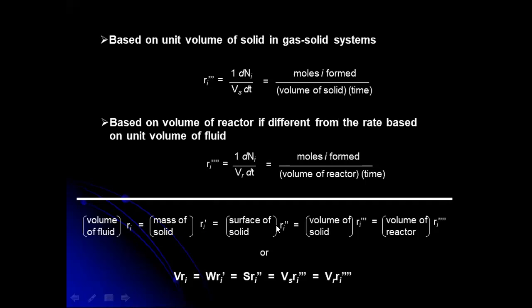In all these, if you notice Ri, Ri prime, Ri double prime, and so on and so forth, if they are multiplied by the basis in which they are expressed, that is the rate. So this one is based on volume of fluid, mass of solid, surface of solid, volume of solid, and volume of reactor. They will be all equal. Why? Why would they be all equal? Anyone?